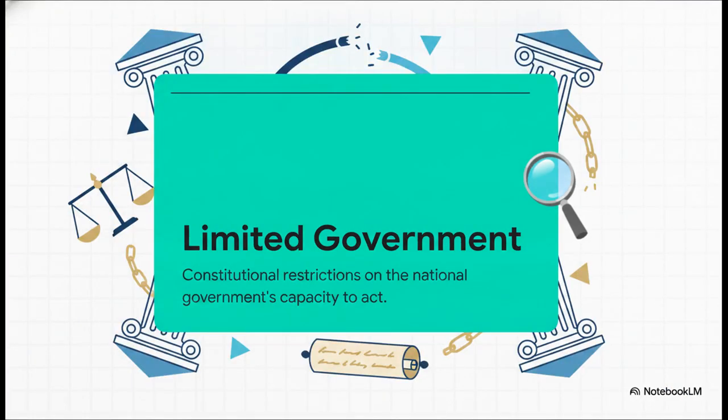Next up is limited government. This one is absolutely crucial. It means there are strict constitutional restrictions on the national government's capacity to act. By legally restricting what the government can do, we protect our personal liberties from encroachment. They literally can't just make up the rules as they go.